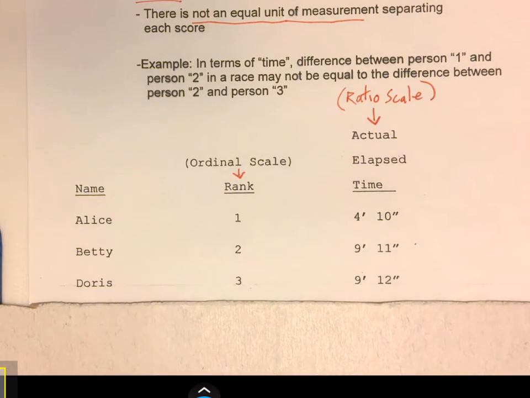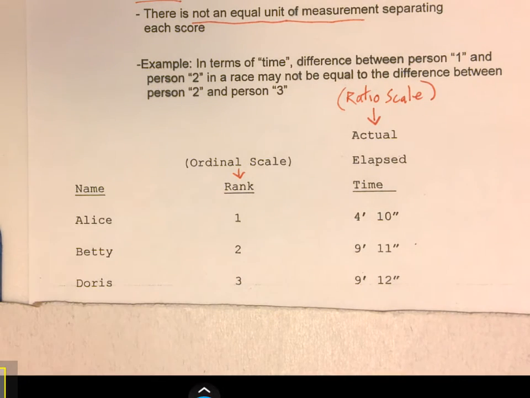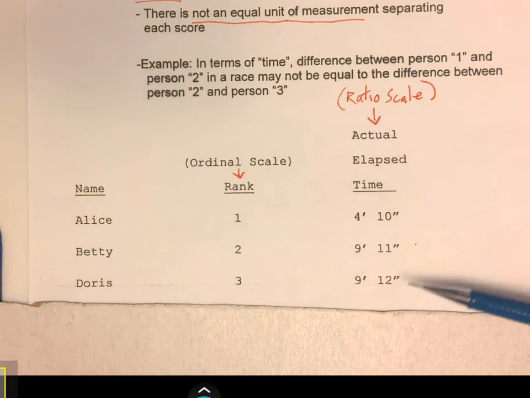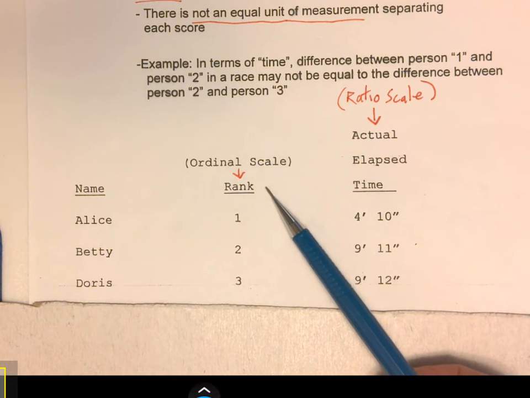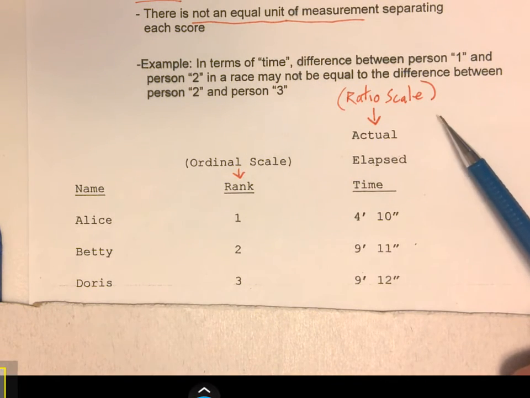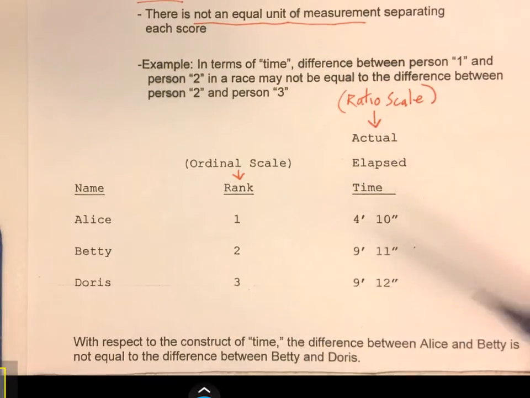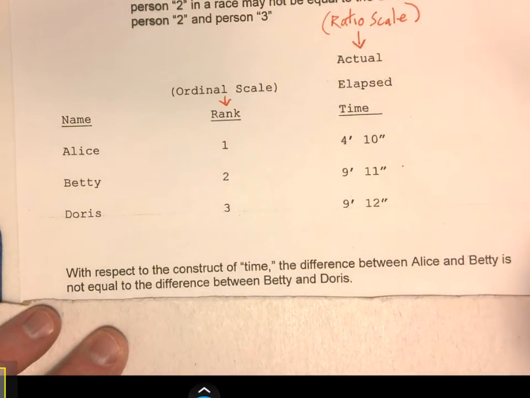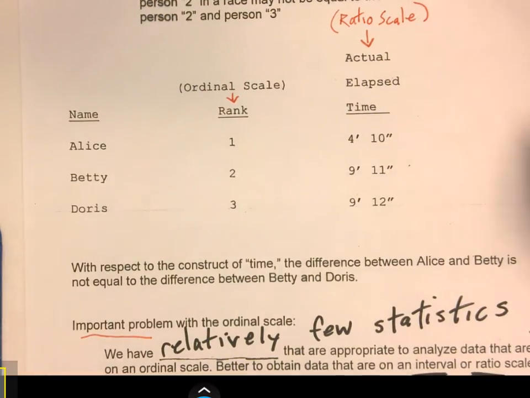If the only thing you had was their rank order, it's on an ordinal scale and you don't have much information. If you want to know how much better Alice did compared to Betty and how much better Betty did than Doris, you don't want an ordinal scale of measurement like ranking. You want a ratio scale of measurement, which we're going to talk about a little bit later in this lecture. And I put that into words down below. With respect to time, the difference between Alice and Betty is not equal to the difference between Betty and Doris.